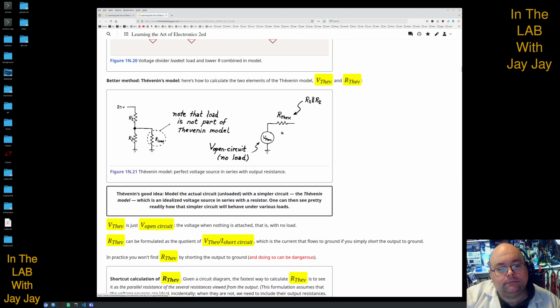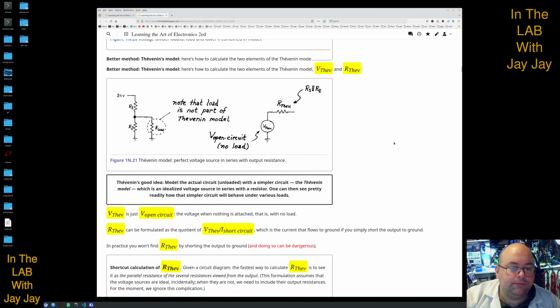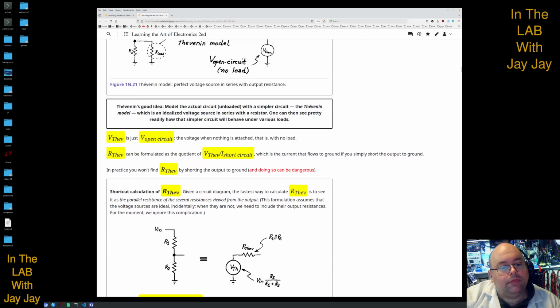And the Thevenin resistance is just R1 and R2 in parallel. So this is R1 and R2 in parallel, and that's the Thevenin resistance. So the voltage is the open circuit voltage, and the Thevenin resistance is R1 in parallel with R2. And then there's a box here, Thevenin's good idea. Model the actual circuit unloaded with a simpler circuit, the Thevenin model, which is an idealized voltage source in series with a resistor. One can then see pretty readily how that simpler circuit will behave under various loads.